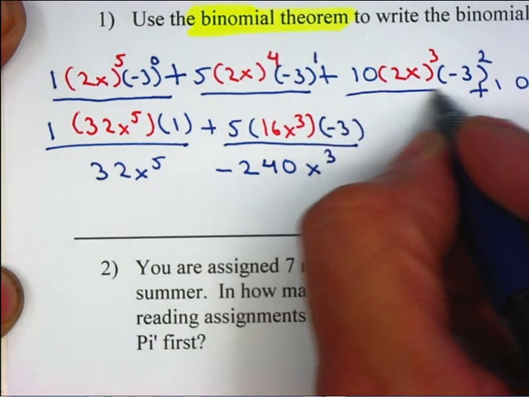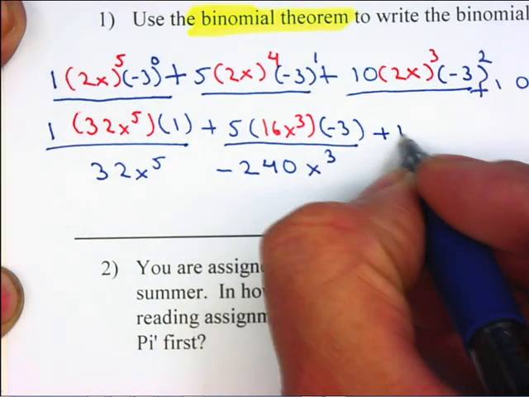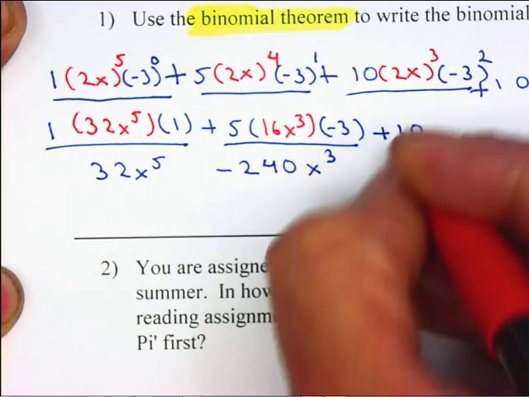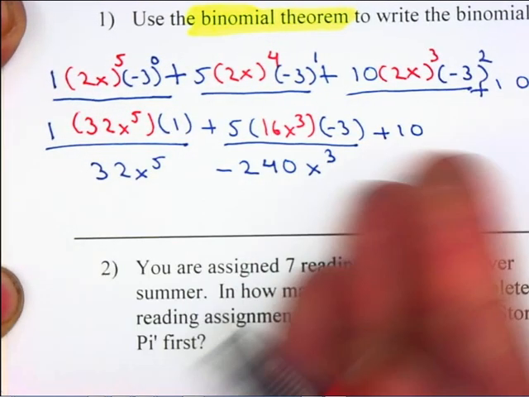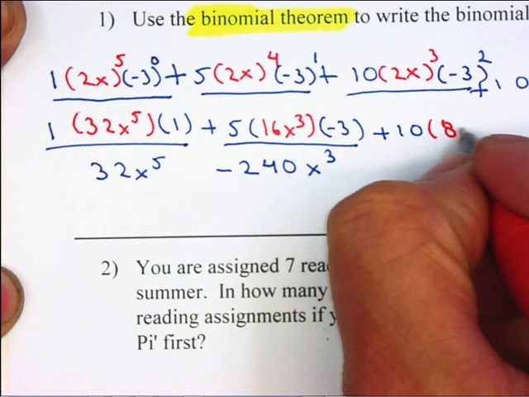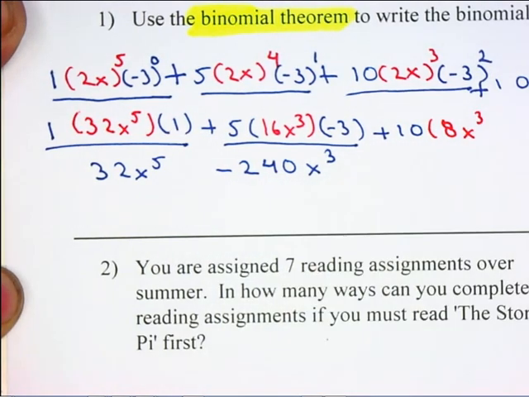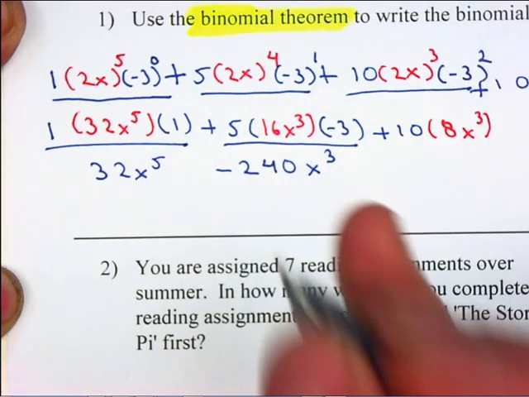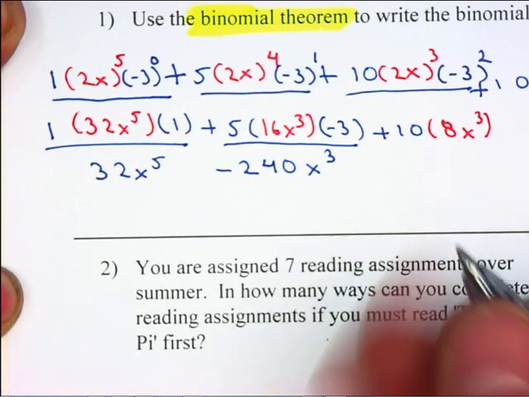Now I'm going to simplify the next term. So I have positive 10. 2x to the 3rd power will be 2x times 2x times 2x, which will be 8x to the 3rd power. And I still have my negative 3 to the 2nd power, which is negative 3 times negative 3, which is positive 9.